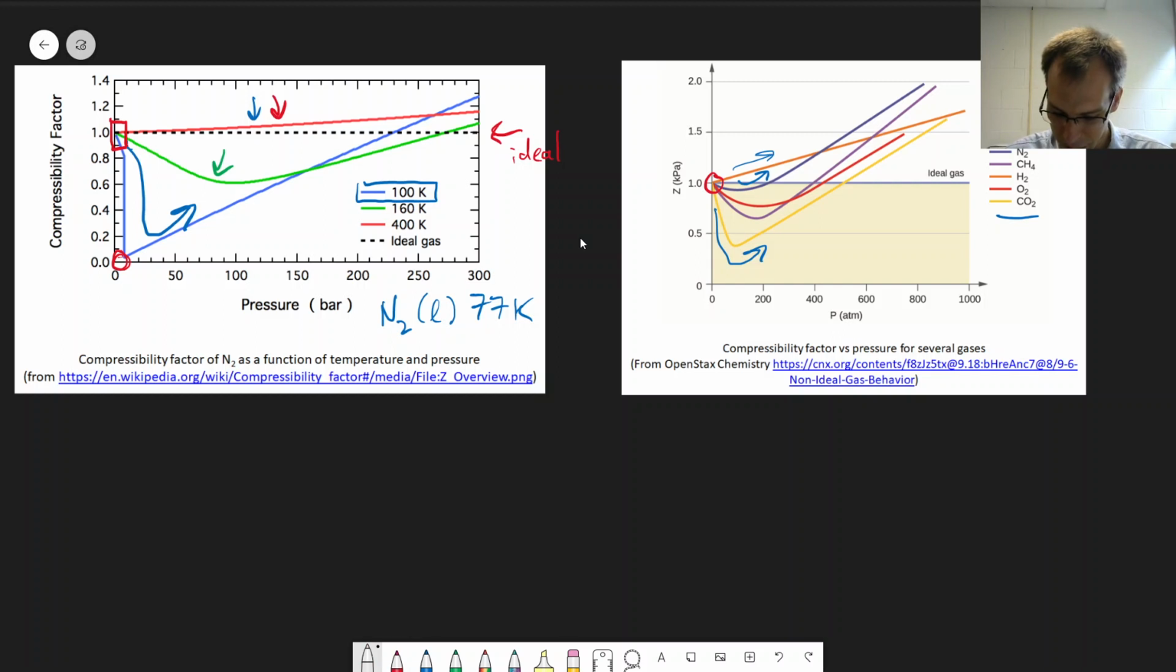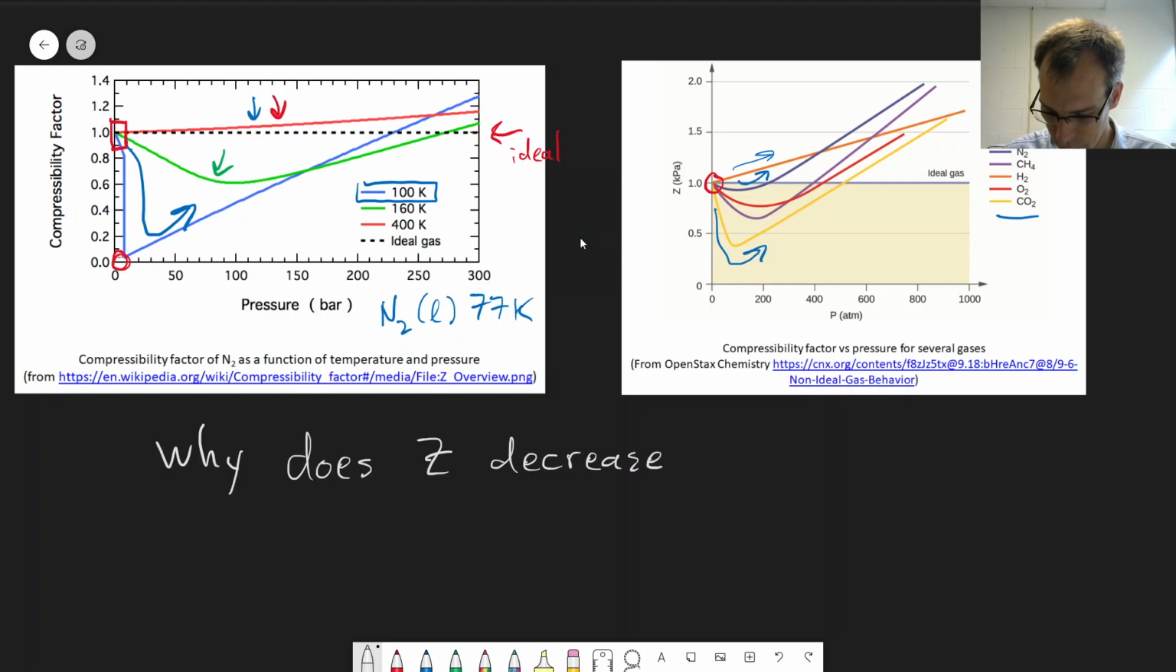So one question to think about, and I won't give you the answer in these videos, is why does Z decrease? Why is it that it goes below 1 for any of these gases? The one exception is hydrogen. Everything else, as we increase the pressure, and I guess nitrogen at lower temperatures, why does Z decrease? What's causing that behavior? So something for you to think about. I'd like you to answer that. Maybe write down your answer in your notes, and we'll also discuss it in class.